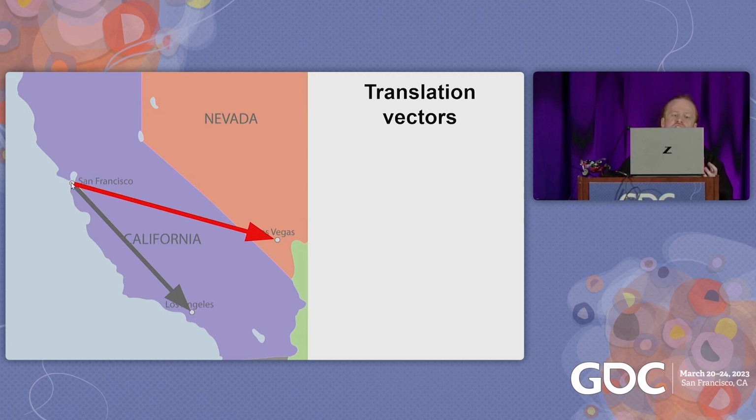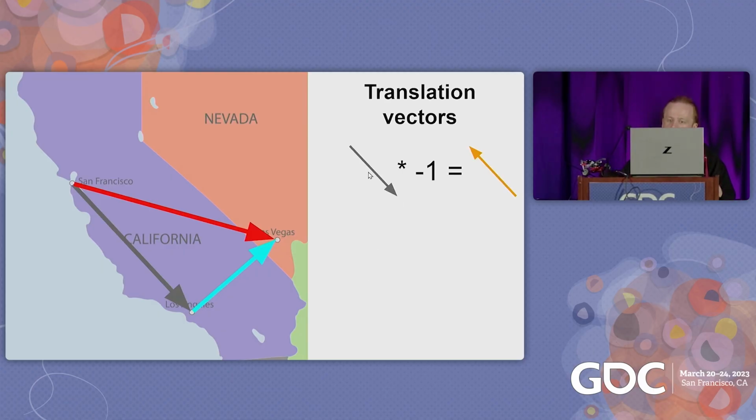So suppose that I've got the translation that takes me from San Francisco to Los Angeles, and the translation vector that takes me from San Francisco to Las Vegas. But what I really want is this vector. I want Los Angeles to Las Vegas. How would I get that? Purely thinking about vectors here.